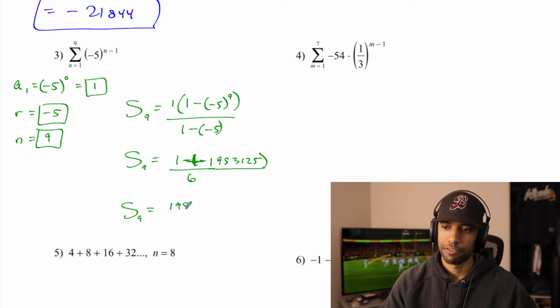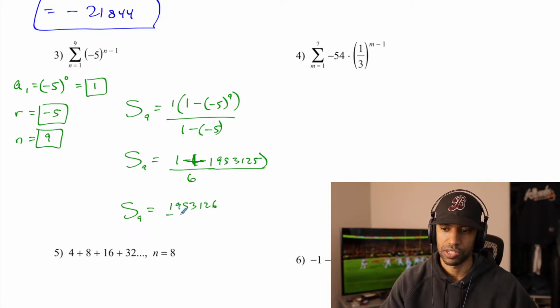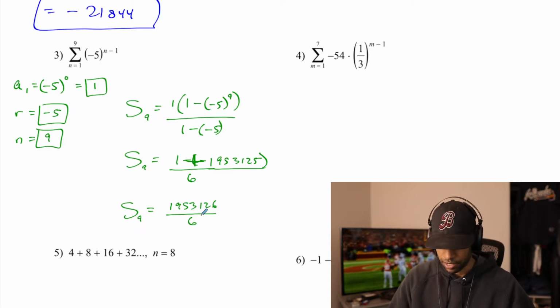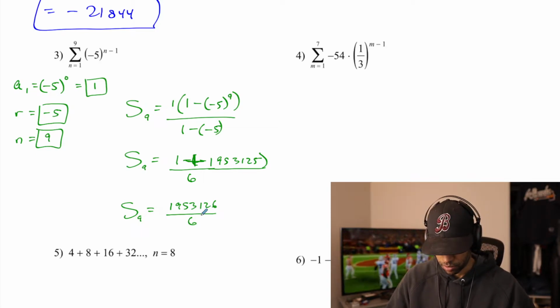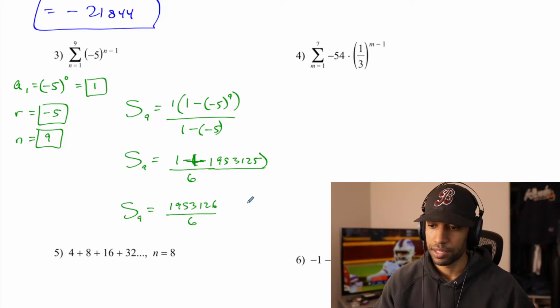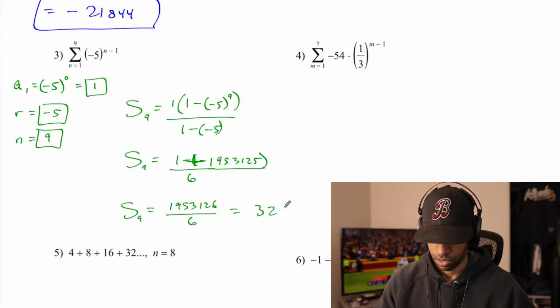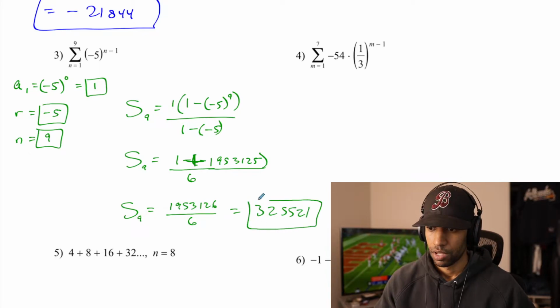So that's 1953126 over 6, and plus 1, hold on, plus 1 divided by 6. That gives me 325,521.